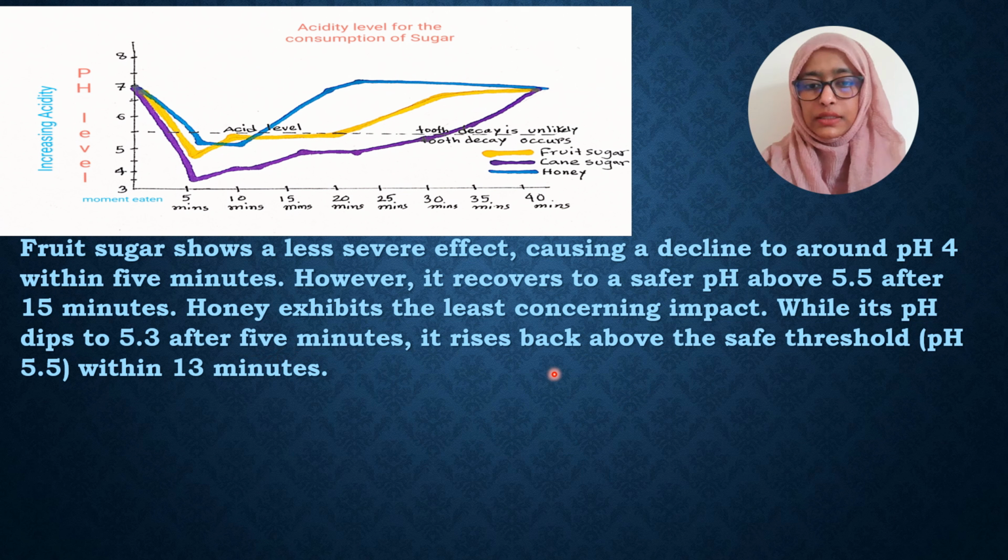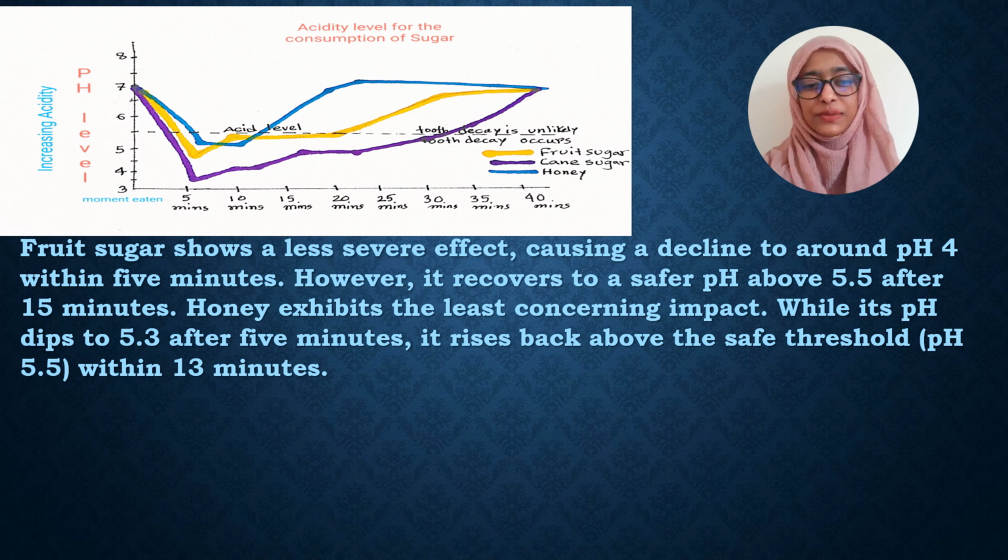So for honey, its pH level drops to 5.3 after 5 minutes of consuming it, and then it rises back above the safe level. Threshold is a very good similar word for level, okay? Safe level within 13 minutes. Within 13 minutes we can see that it went into the safest level, right? So this is how you are going to compare and contrast the data.